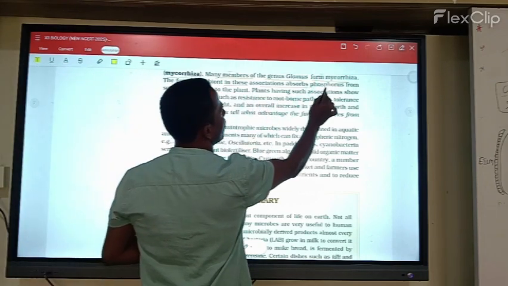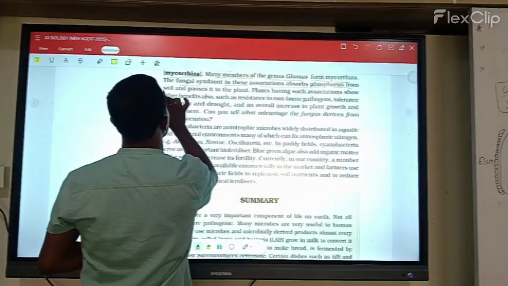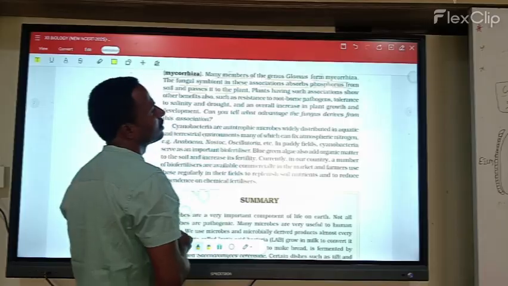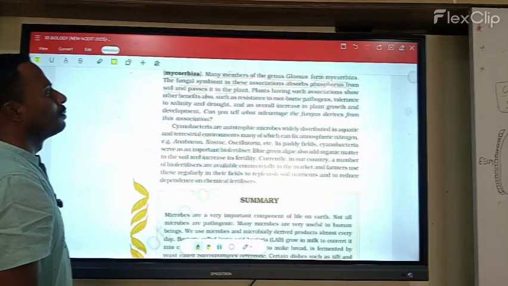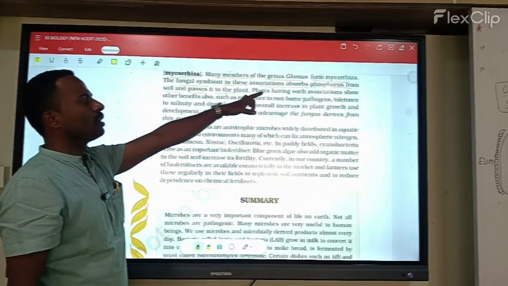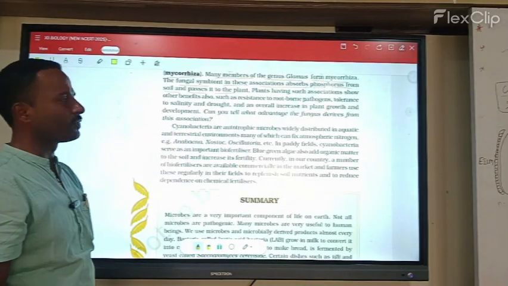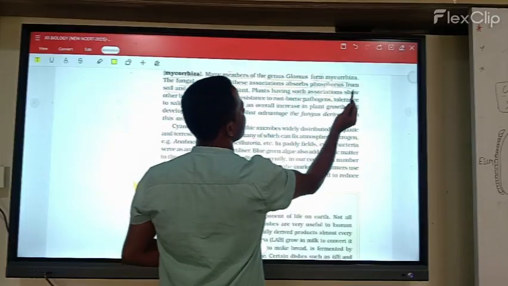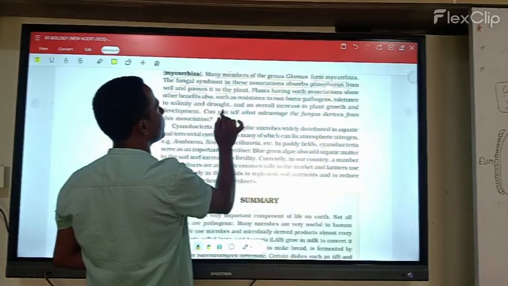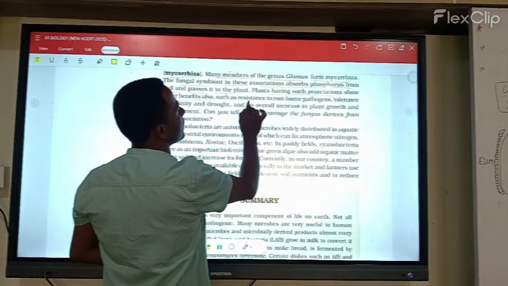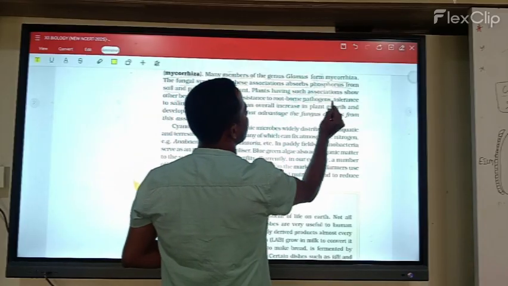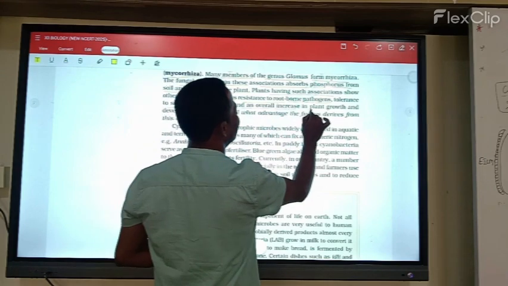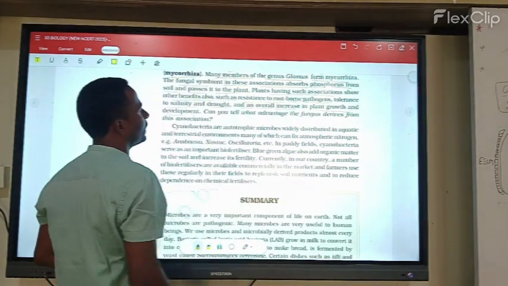symbiotic association involved in the absorption of phosphorus from the soil, which then passes into the plant. So mostly the fungal symbiotic association absorbs phosphorus from the soil and passes it to plants. Next, plants in such associations have other benefits, such as resistance to root-borne pathogens, tolerance to salinity and drought, and an overall increase in plant growth and development.